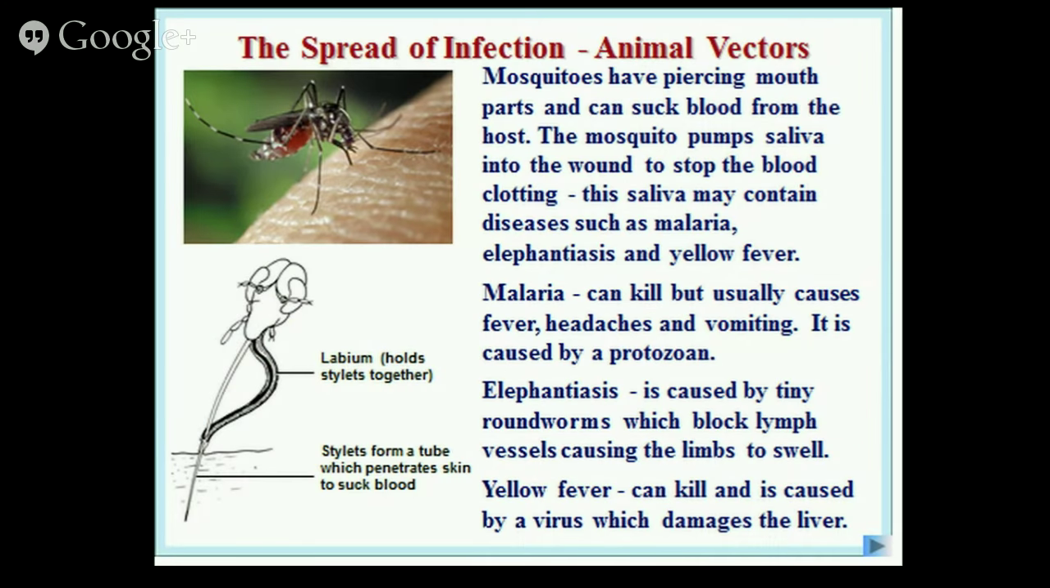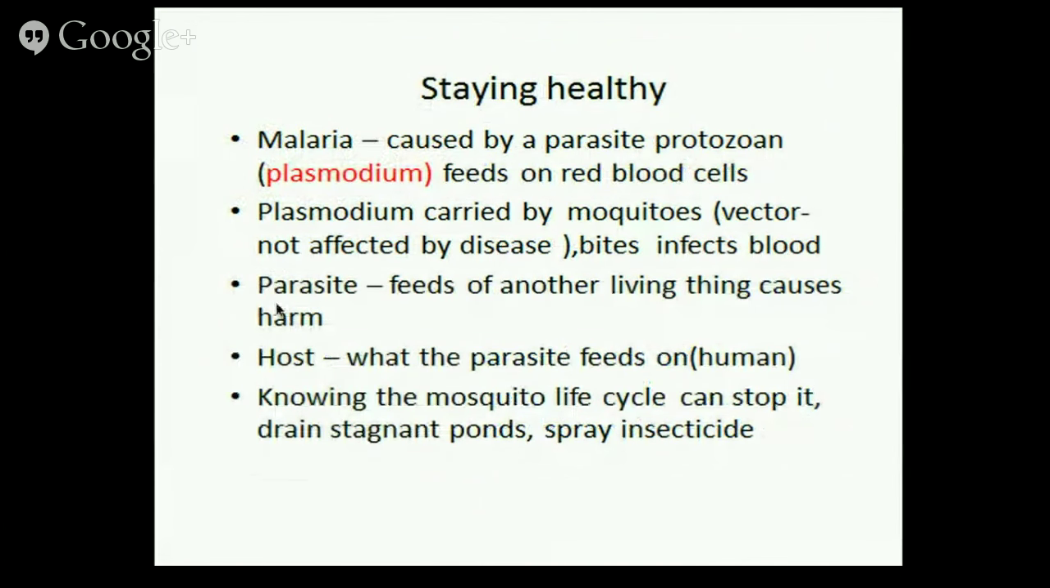I've talked about all of those, and I've mentioned all of these. Malaria is caused by the parasite protozoa Plasmodium, which feeds on the red blood cells. Plasmodium is carried by the mosquitoes, which is the vector. It is a parasite. A lot of these words come up in B2 more than B1. But a parasite is an organism that feeds off another organism and causes it harm. If you've ever had head lice, then they are causing harm, and they don't actually give anything back apart from a scratchy head.